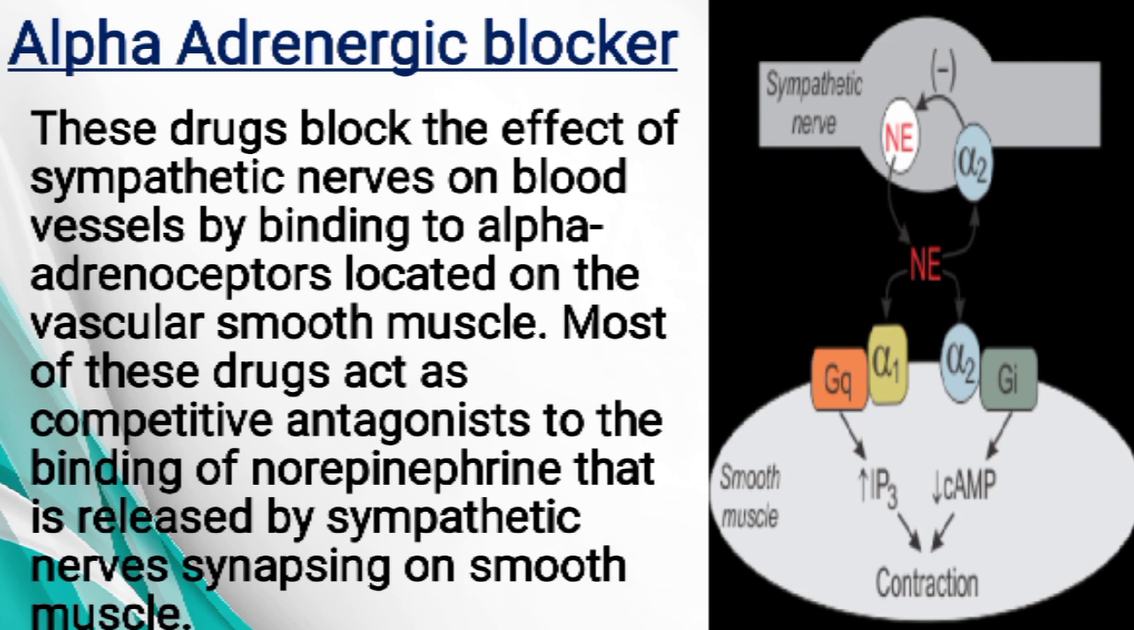These drugs block the effects of sympathetic nerves on blood vessels by binding to alpha adrenoreceptors located on the vascular smooth muscle. Most of these drugs act as competitive antagonists to the binding of noradrenaline, or you can say norepinephrine, that is released by sympathetic nerves synapsing on smooth muscle. Then they relax the smooth muscle, dilate the vessels, inhibit the contraction. As you can see the flow chart.